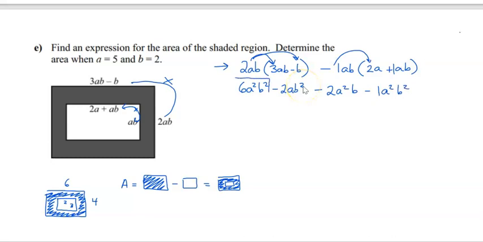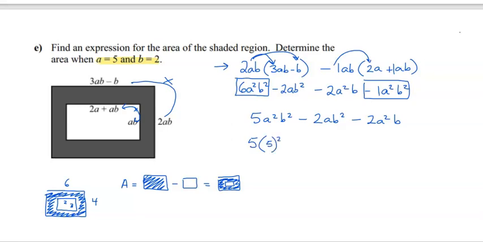Now we're going to combine our like terms. We have 2 that we can combine. a squared b squared: 6 minus 1 is 5. 5a squared b squared minus 2ab squared minus 2a squared b. At this point, we're going to substitute. There's no more simplification. So we're going to put in a is 5 and b is 2, and we're going to use brackets and BEDMAS.